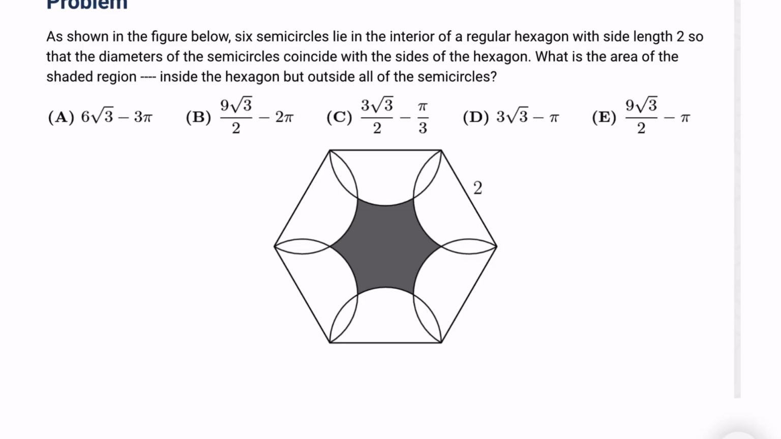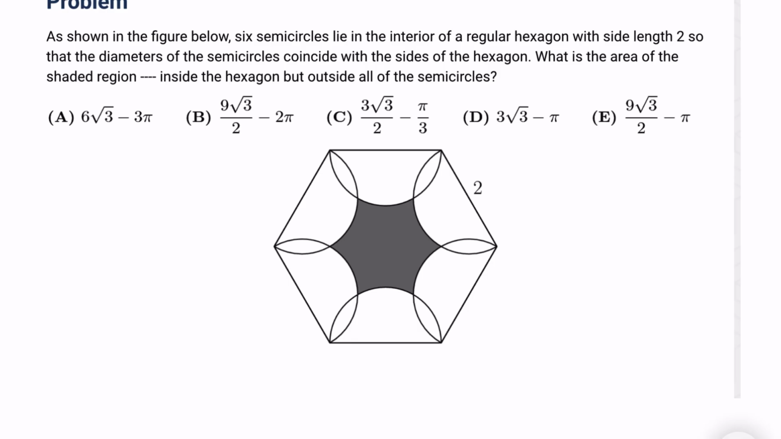The problem states, as shown in the figure below, 6 semicircles lie in the interior of a regular hexagon with side length 2 so that the diameters of the semicircles coincide with the sides of the hexagon. What is the area of the shaded region inside the hexagon but outside of all of the semicircles?